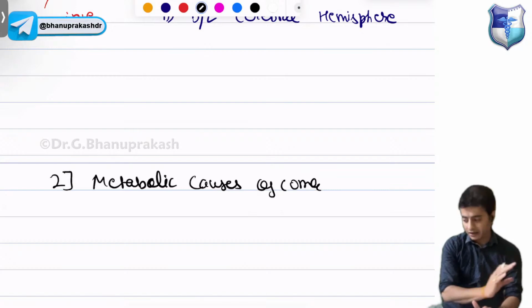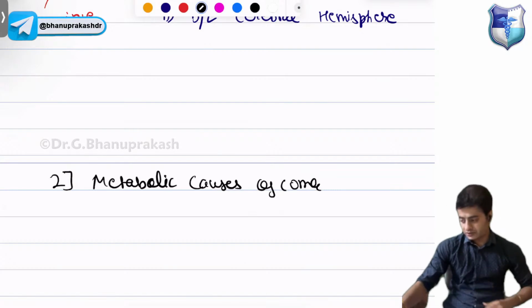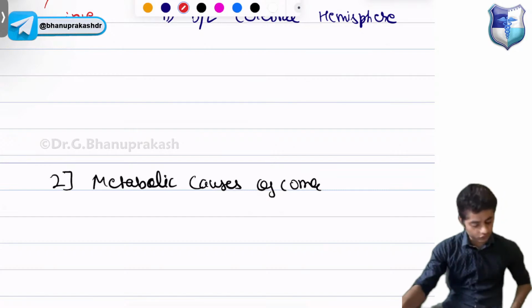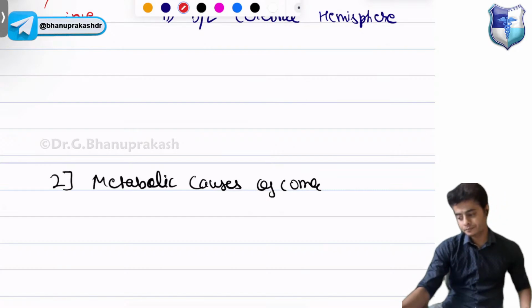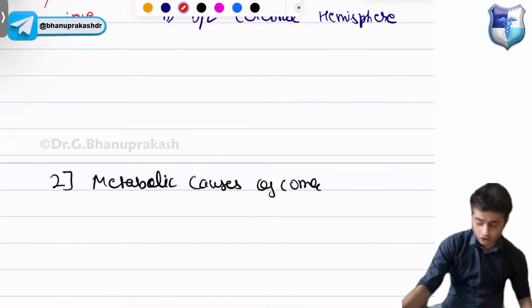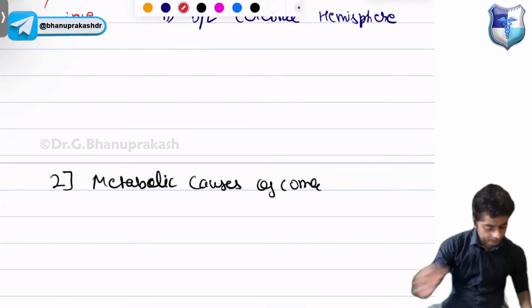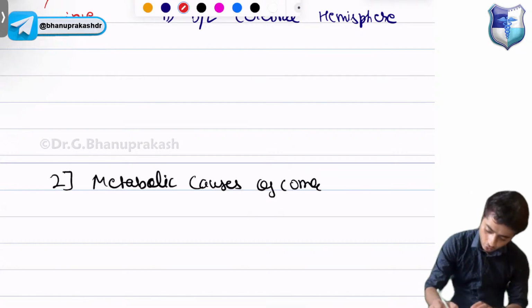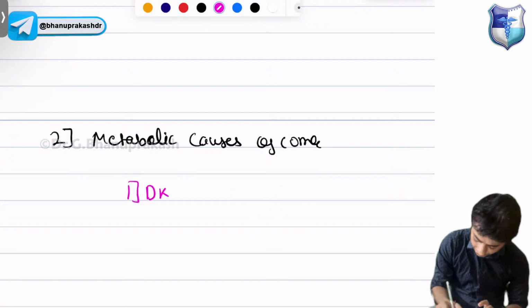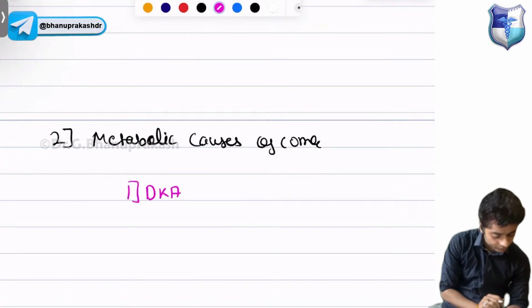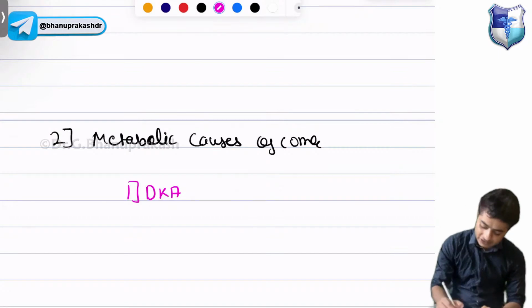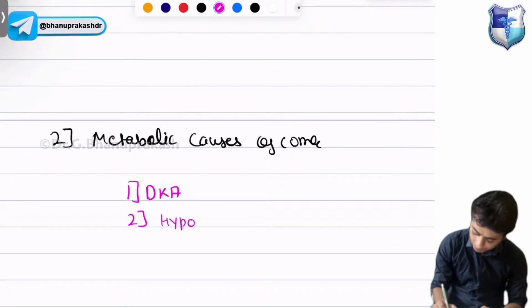So can anyone now tell me the causes of coma? Who will enlist the metabolic causes of coma? Anyone, who can tell me what are the metabolic causes of coma? So Dheeraj is saying ketoacidosis. Okay, beta. First is your diabetic ketoacidosis. Arya Nag is saying hypoglycemia. Okay. Second is hypoglycemia.